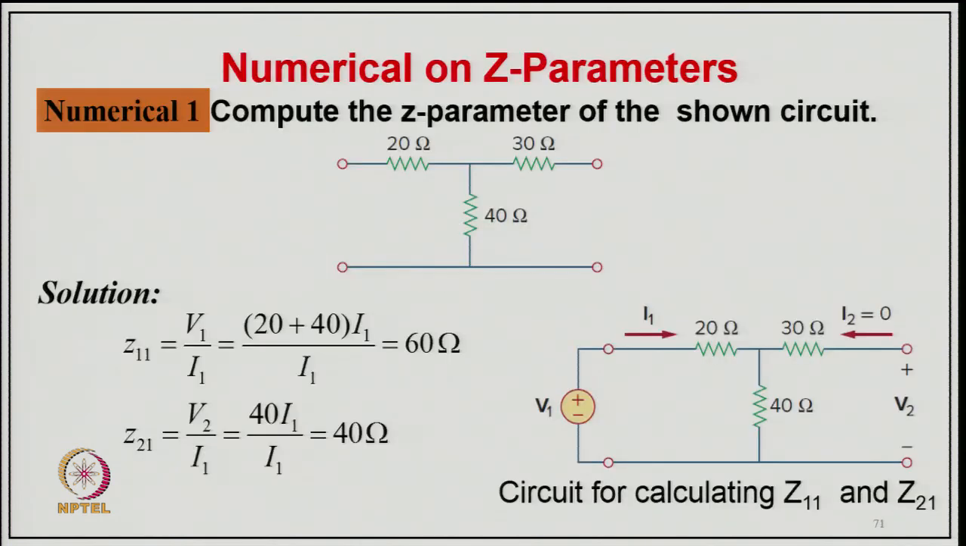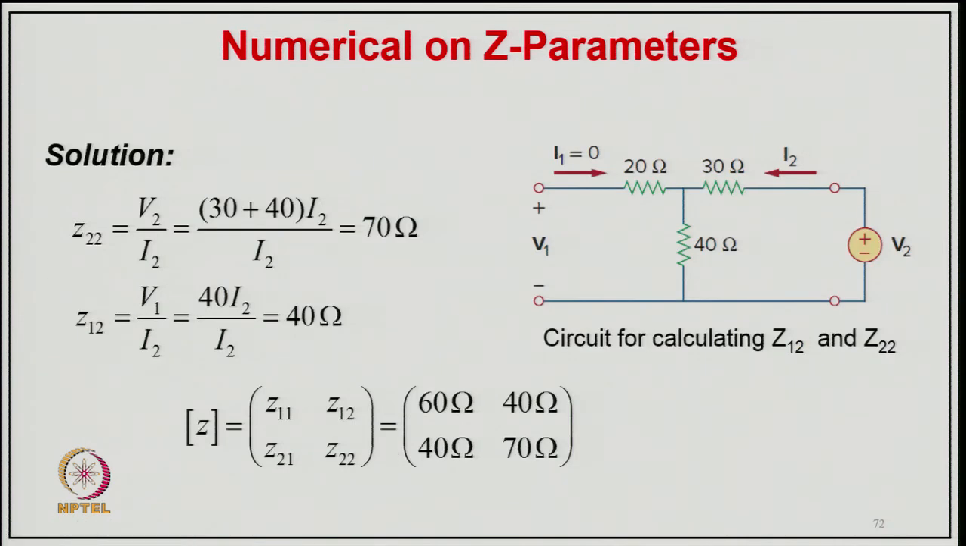Now, coming to some of the solved problems. Compute the Z parameters of the network shown here. We have here a T network with 20, 30 and 40 ohms. Now, from this, we find the input parameter Z11 when the second port is open and current flows into it. So, V1 upon I1 will be these two impedances divided by I1, that is the voltage taken V1 divided by I1. So, it comes to 60 ohm, and Z21 will be V2 upon I1. The voltage across the 40 ohm will be reflected at the output, because there is no current in this. So, it will be 40 into I1 divided by I1. So, that is 40 ohm.